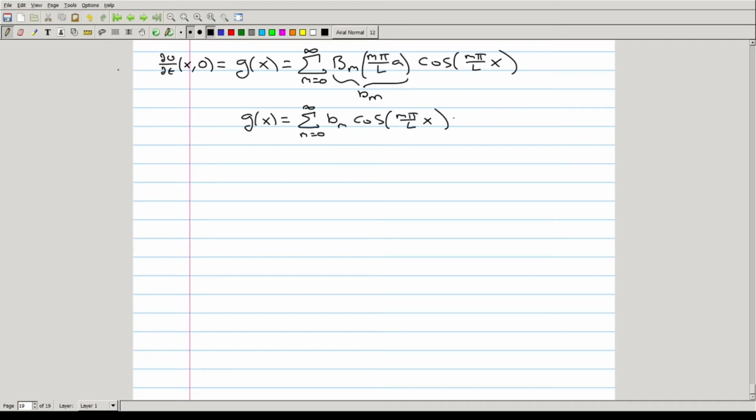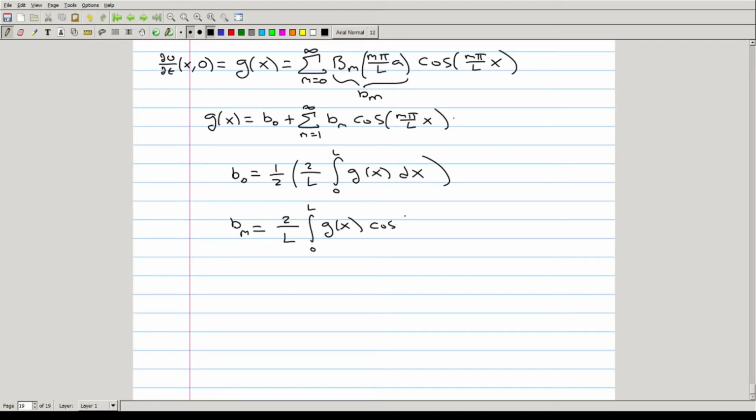And remember, if we write out the first term here as b naught, we recognize immediately that this is the Fourier cosine series, the even Fourier series for the function g of x, and there's no divided by 2 here, so this b naught is going to be the 1/2 times 2 over L integral from 0 to L of g of x, and bm is just going to be the normal Fourier cosine series coefficient, which ends up being 2 over L integral from 0 to L of g of x times cosine of m pi over L times x dx.